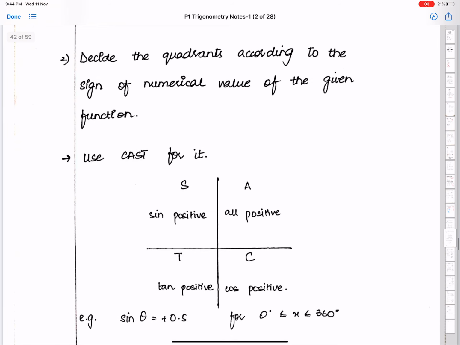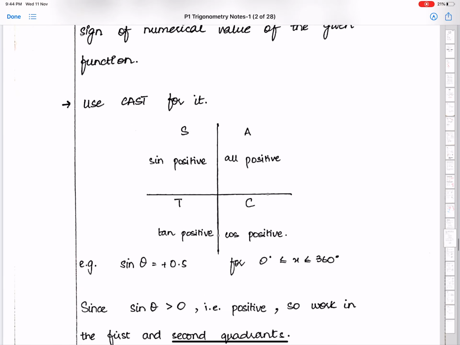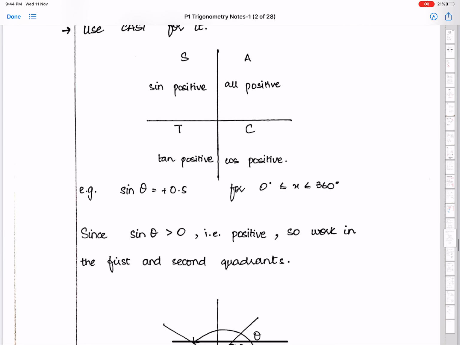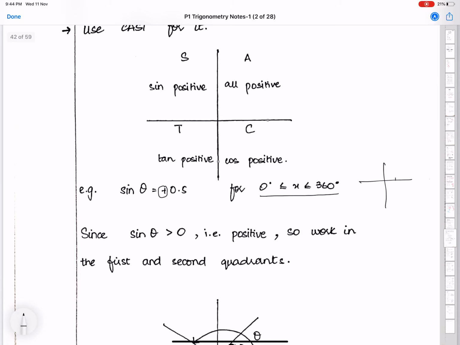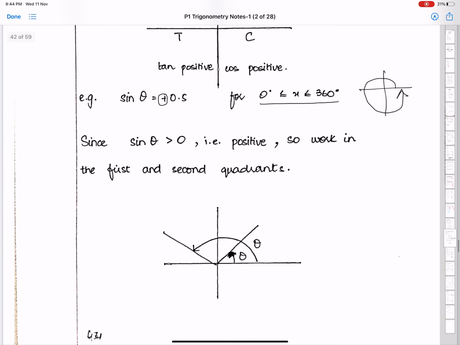Decide the quadrants according to the sign of the numerical value of the given function. Use CAST for that. See, when sine is positive, and if you work for this domain, there are two possibilities. Sine is positive here and here. So according to this domain, we have to work in anti-clockwise direction in all four quadrants. And since sine is positive, therefore x must be in the first quadrant and in the second quadrant.